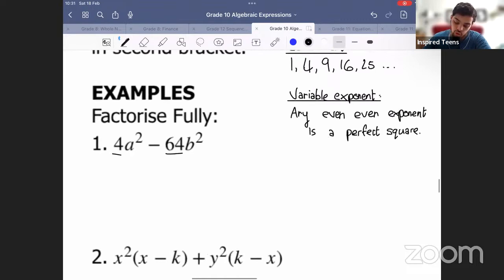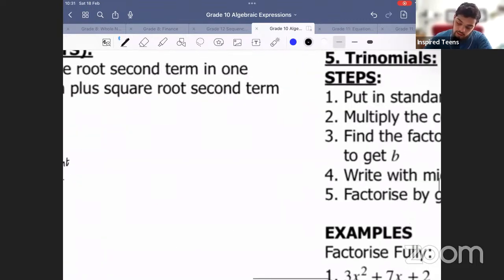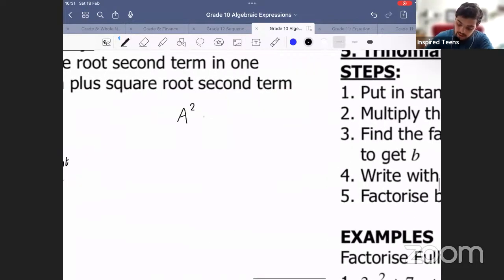So when it comes to DOTS, simply, if we have a squared minus b squared, we're going to square root each term and create two factors. We're going to have a minus b and another bracket that has a plus b 100% of the time. If it's DOTS, aka difference of two squares, this is the method that we follow.